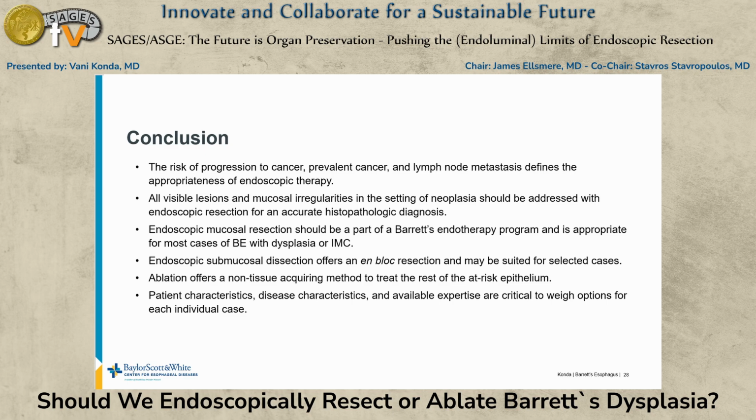ESD may be required for select cases, and ablation is a non-tissue acquiring modality that can treat the rest of the at-risk epithelium. In terms of the patient characteristics, disease characteristics, and available expertise, all of this should be part of individual decision-making with your patient.